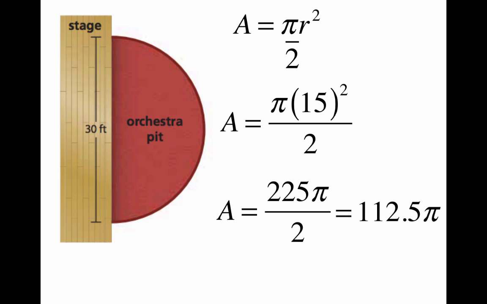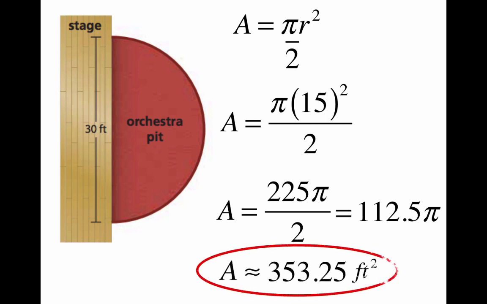Now we times that by 3.14 and we get our final answer of 353.25 feet squared. And there's your solution. How did you do? Did you get it right? Did you make a mistake? What was your mistake if you made one? Go ahead and try to figure that out.